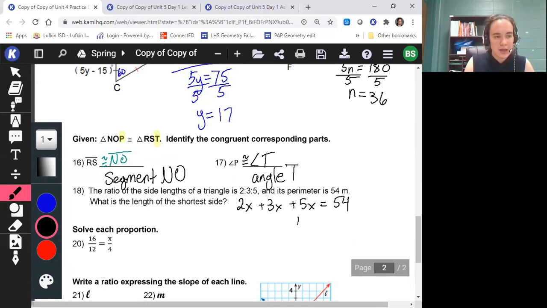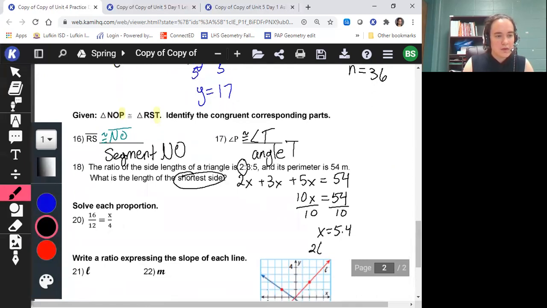We're going to combine our like terms. So 10x equals 54. Divide by 10. And x equals 5.4. And we were looking for our shortest side, so we need to plug it in. Our smallest number was 2. So 2 times 5.4 gets us 10.8 meters, and that's our shortest side.